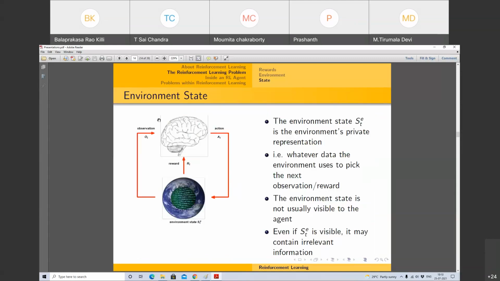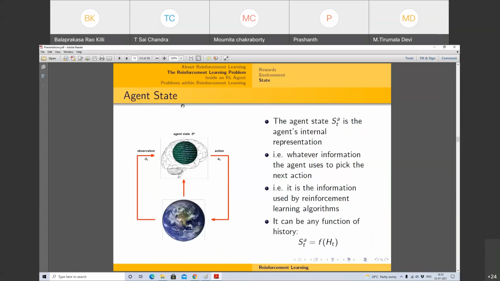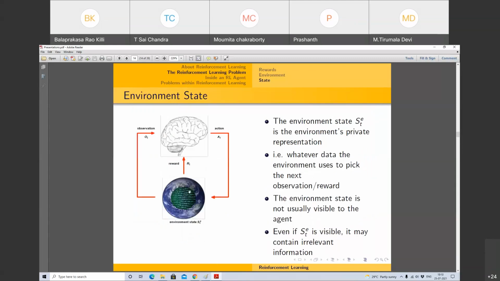So in literature, generally they use 3 types of state: environment state, agent state, and something known as information state. What is this environment state? As we have just described, the environment has to decide what is the next observation and what is the next reward. So the environment uses something known as environment state to decide its next observation and next reward.